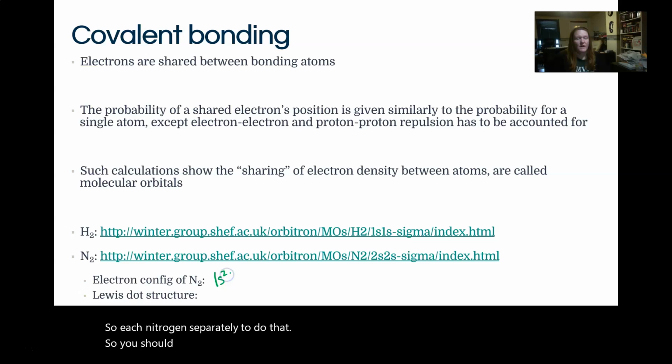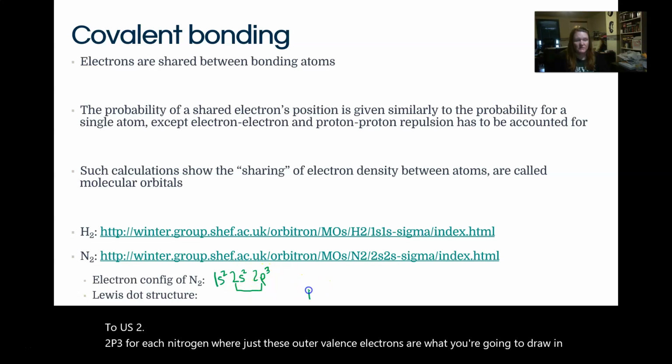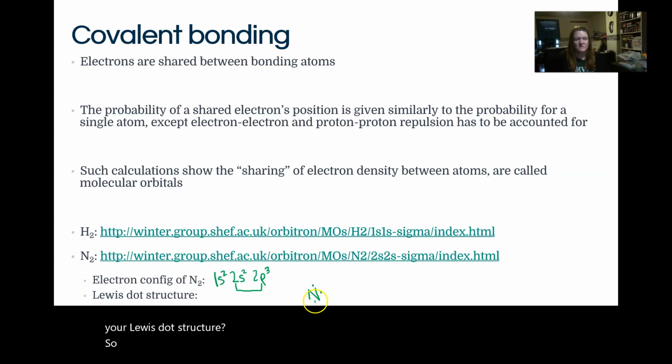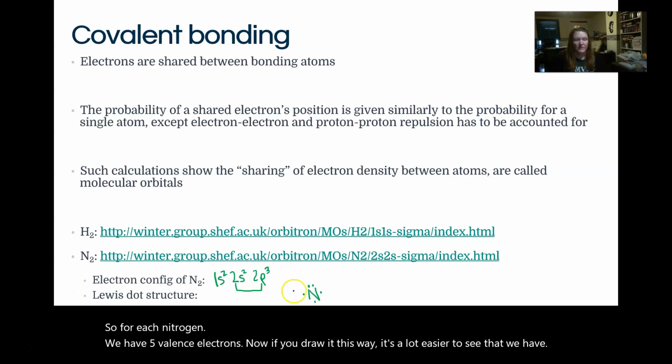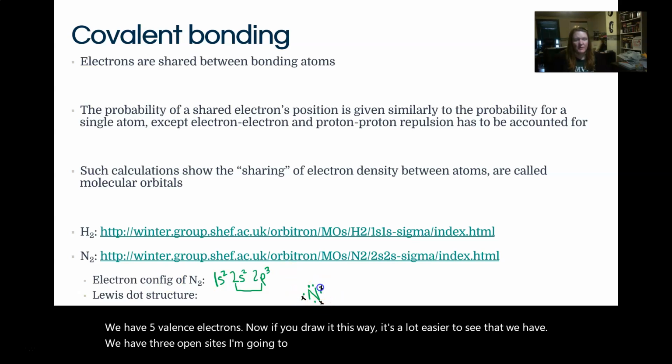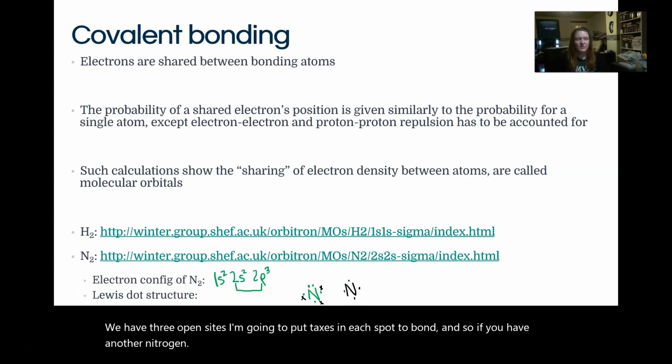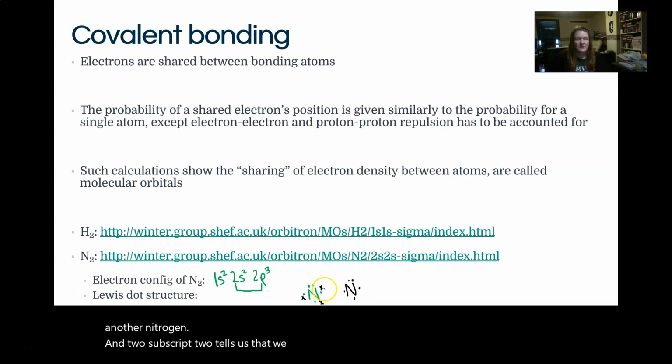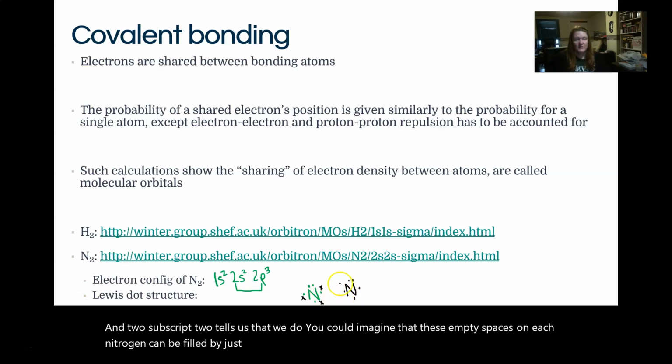So you should come up with 1s2, 2s2, 2p3 for each nitrogen, where just these outer valence electrons are what you're going to draw in your Lewis dot structure. So for each nitrogen, we have 5 valence electrons. Now if you draw it this way, it's a lot easier to see that we have 3 open sites. I'm going to put X's in each spot to bond. And so if you have another nitrogen, N2, the subscript 2 tells us that we do, you could imagine that these empty spaces on each nitrogen can be filled by just connecting them to each other.